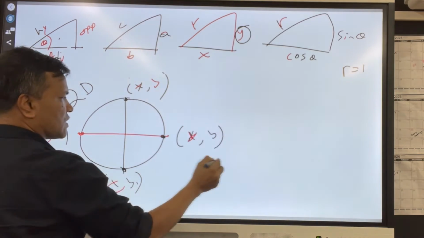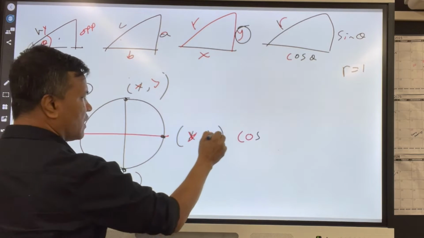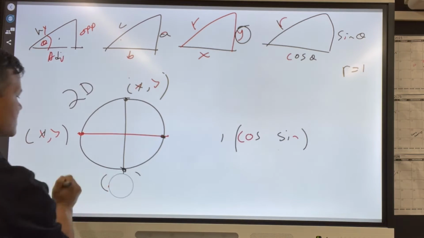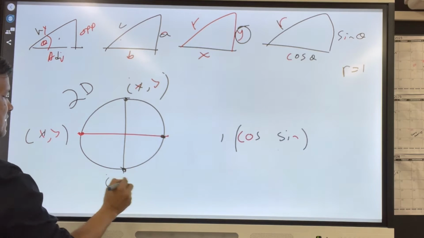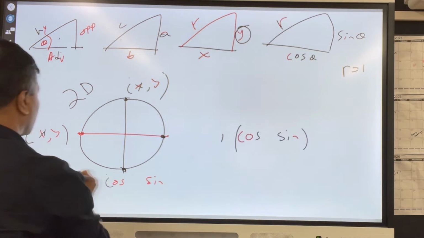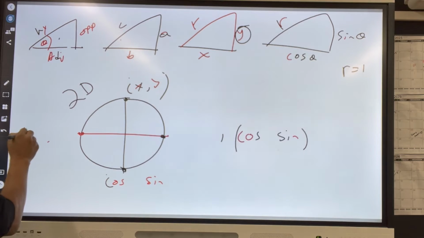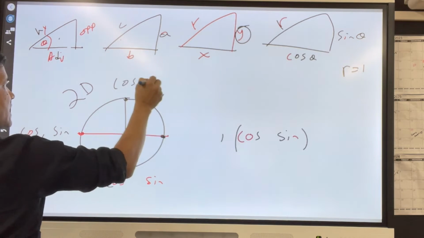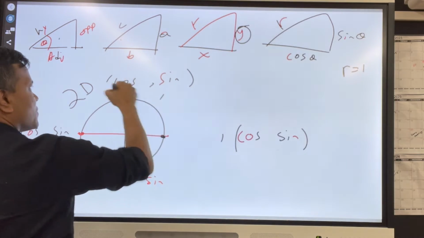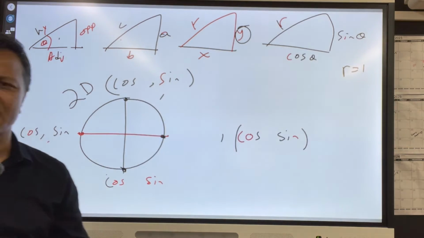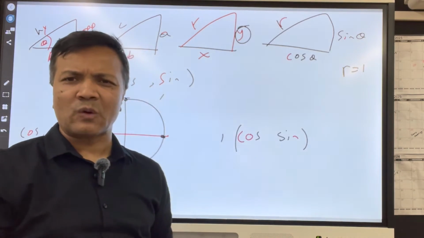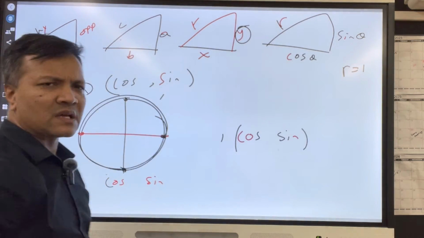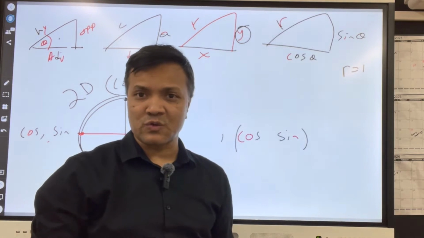Instead of x, we're going to call it cosine. Instead of y, we're going to call it sine. So far, instead of x we call it cosine, and instead of y, sine. Now, if I ask you what is your location, and you say my location is cosine, that's also a problem. Who is cosine? I can have a million cosines in this circle. Which cosine are you talking about?